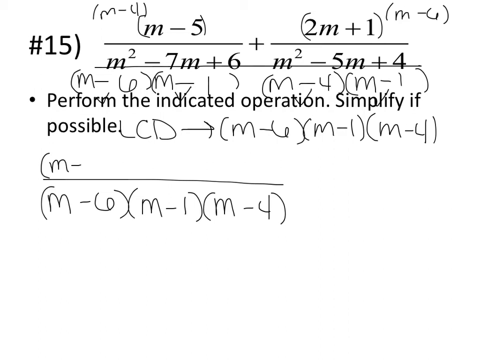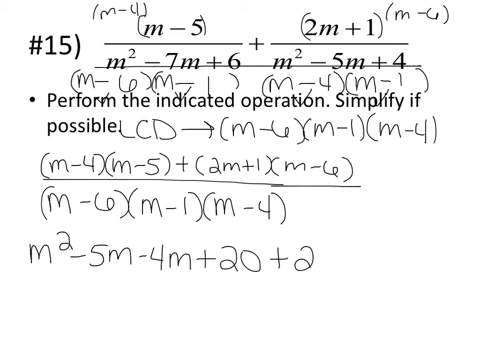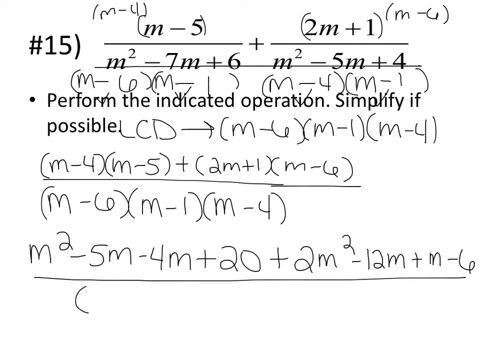So I've got m minus 4 times m minus 5 plus 2m plus 1 times m minus 6. Okay, so you're going to have to double distribute, or some of you like to call it foiling. So m squared minus 5m minus 4m plus 20 plus 2m squared minus 12m plus m minus 6. And this is all over your common denominator of m minus 6 times m minus 1 times m minus 4.